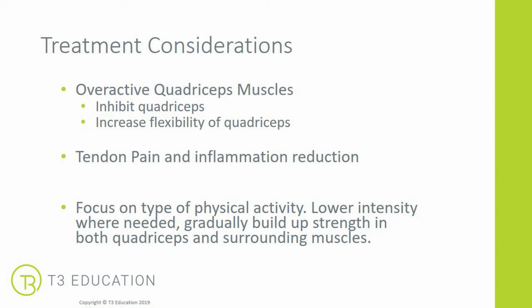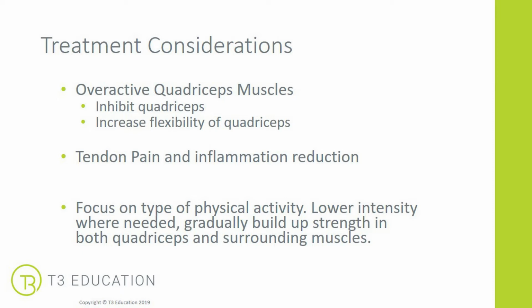So for treatment considerations, we want to inhibit the quadriceps to take the pressure off that patella tendon. The quadriceps might be overactive. They also might be reduced in flexibility, so we want to also increase their flexibility as part of their treatment program. Other things to consider is tendon pain and inflammation reduction, which is where the tendon offload taping will come in, and also some of the lymphatic drainage taping if there is signs of swelling.